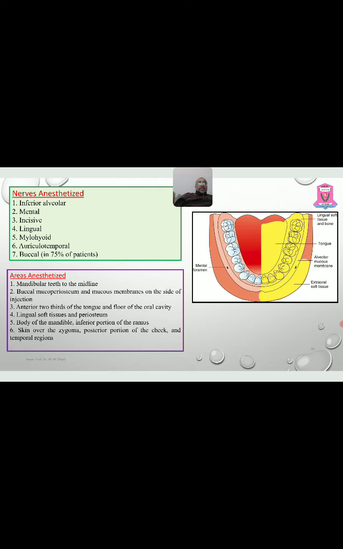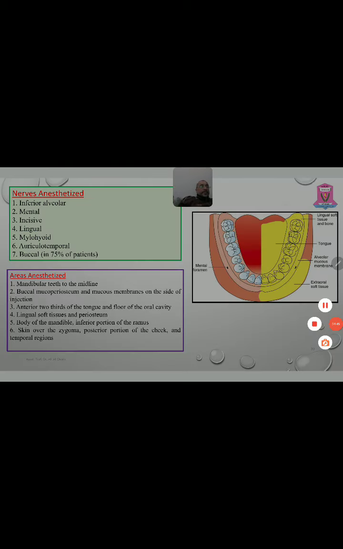of injection, anterior 2/3 of the tongue and the floor of the oral cavity, lingual soft tissue and periosteum, body of mandible, inferior portion of ramus, and the skin over the zygoma, posterior portion of the cheek and temporal regions.